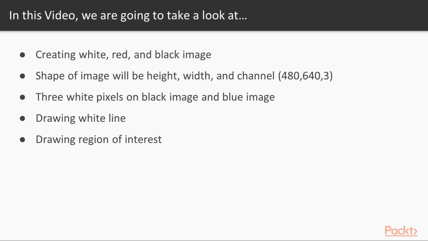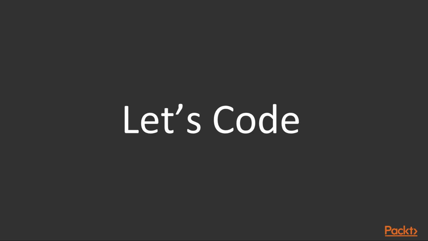Work with matrices. In this video, we will learn how to create images from matrices. We will fill them with solid colors, access and manipulate specific pixel locations, and lastly, we'll draw a white rectangle on our ROI, that is, the region of interest. So let's dive right in.